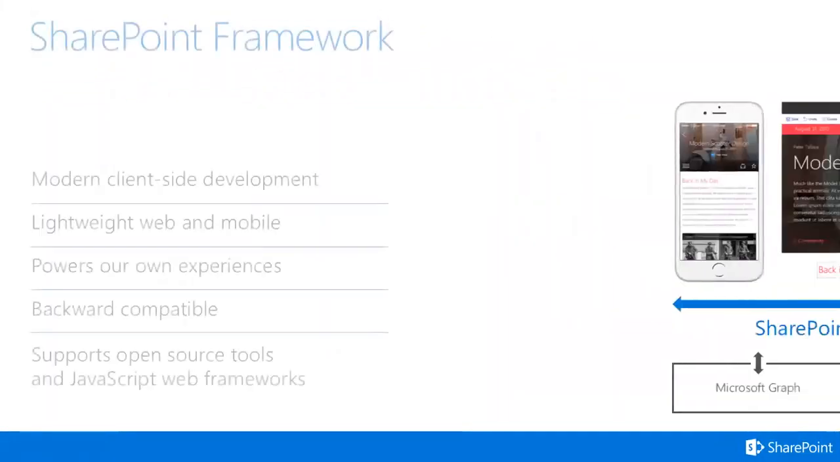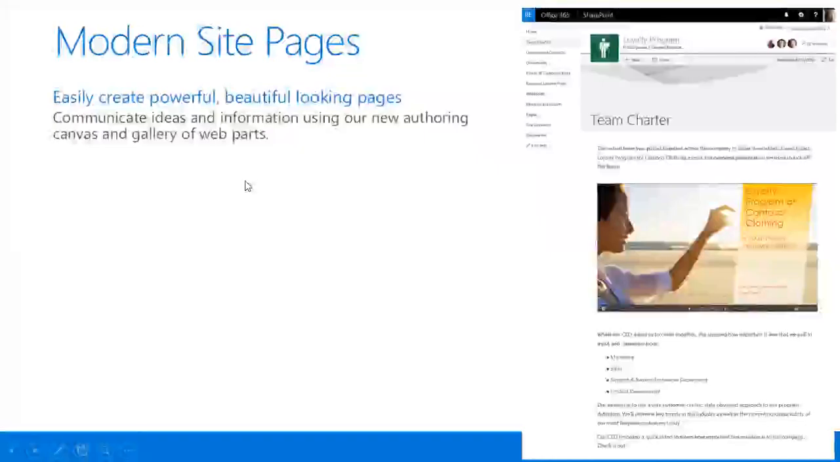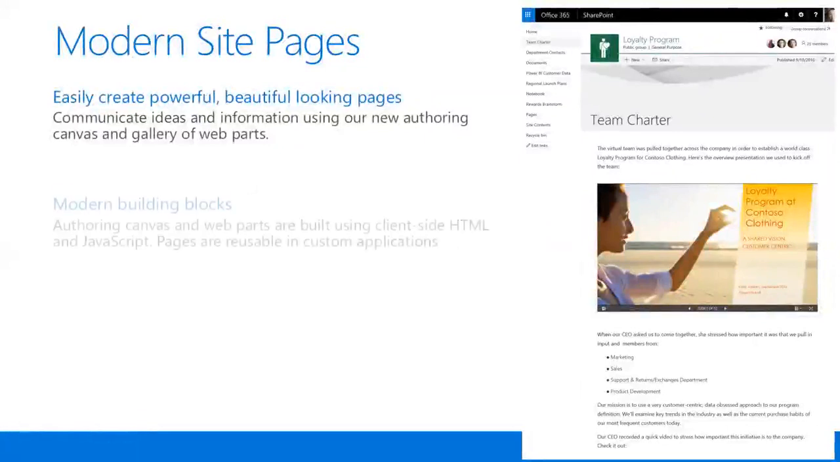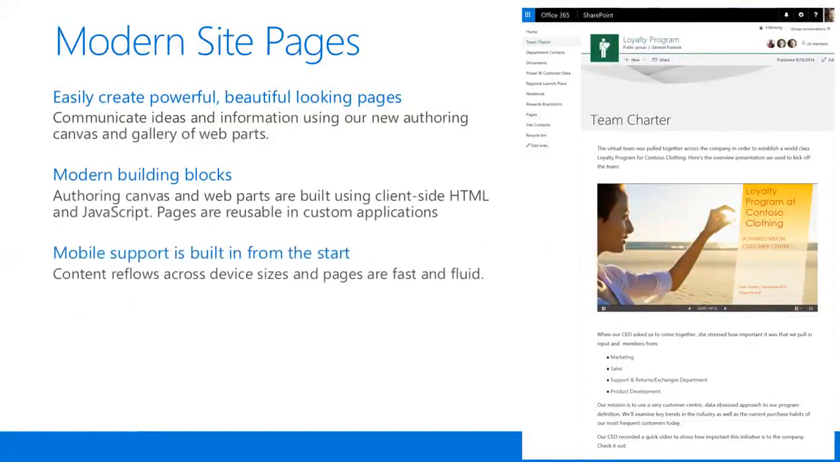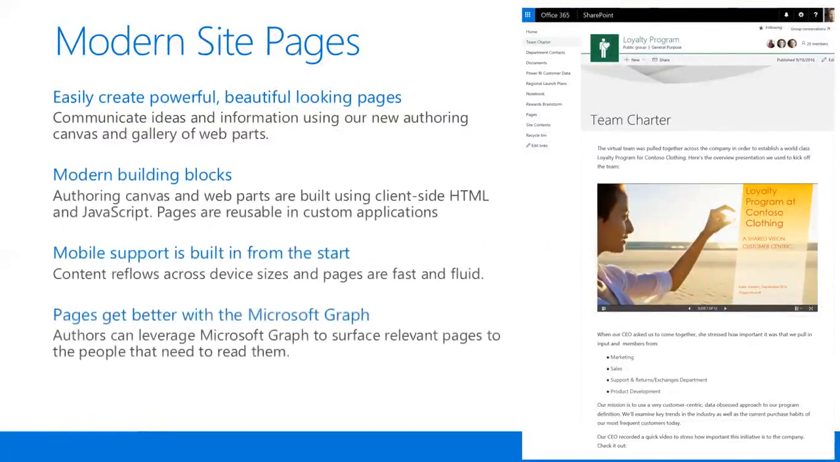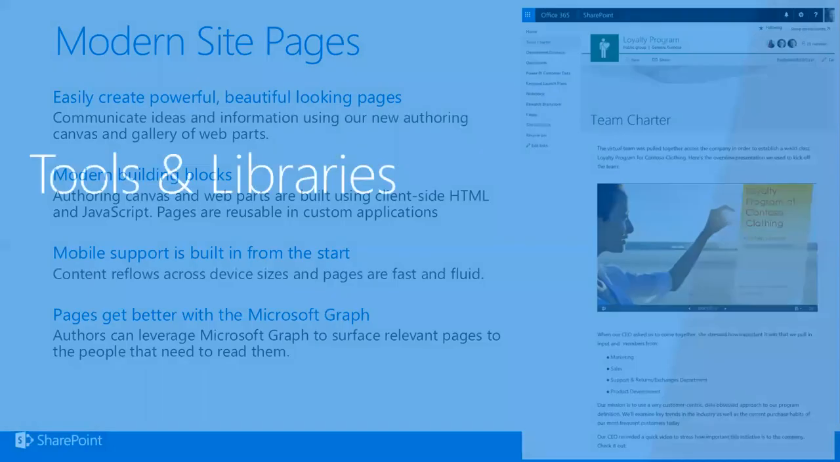Let me check if anything has been left in the slide. So I was talking about modern development. So these are the modern site pages which we are going to develop and going to write our client-side web parts on modern site pages. They are very easy to create, very powerful, very fast, I will say, as compared to traditional theme sites, or you can say traditional pages. They are the modern building blocks. They are supported on every device, and they get better with the Microsoft Graph. Microsoft is using these APIs, Microsoft Graph, extensively.